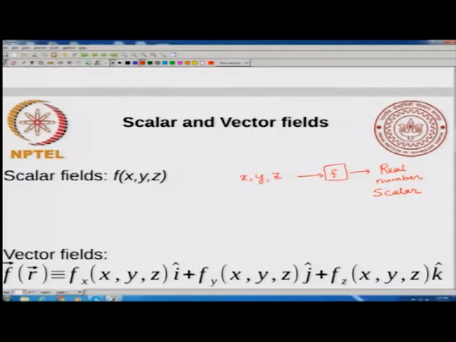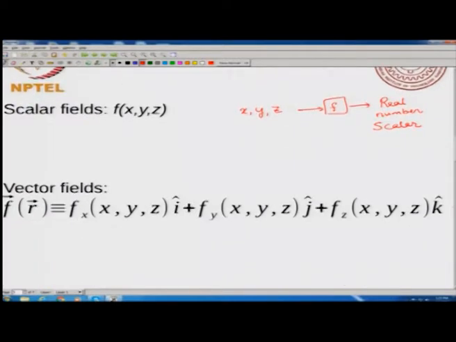In vector fields, for any x y z, you get a function which itself is a vector. So, f itself is a vector. So, f has 3 components. It has the x component, which is again a function of x y z. It has the y component, which is also a function of x y z, and it has a z component, which is also a function of x y z. Okay. So, equivalently I can write this as f x, f y, f z, and I keep in mind that each of the components themselves are functions of x y z.